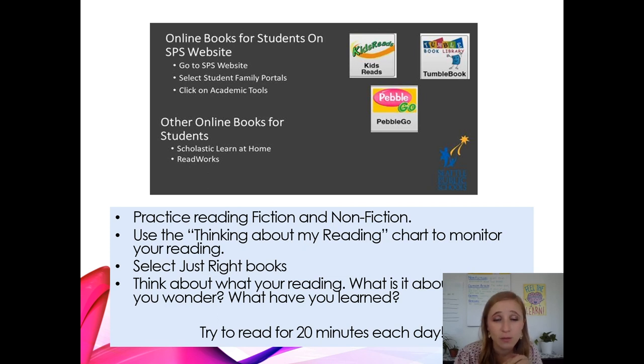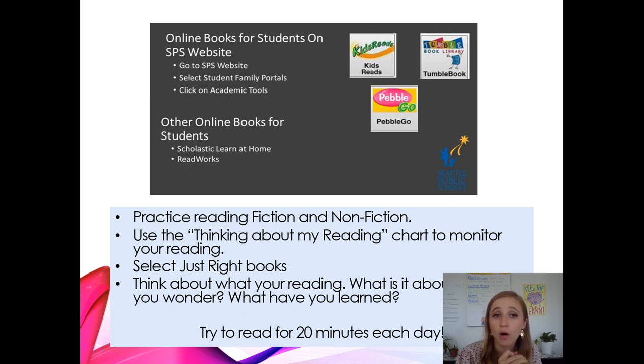Second graders, this week, make sure that you are practicing reading both fiction and nonfiction books. Use the Thinking About My Reading chart to monitor your own reading. Select just right books and think about what you are reading. What is it about? What do you wonder? What have you learned? What are you visualizing? Think deeply about everything that you read and try to read for 20 minutes each day.